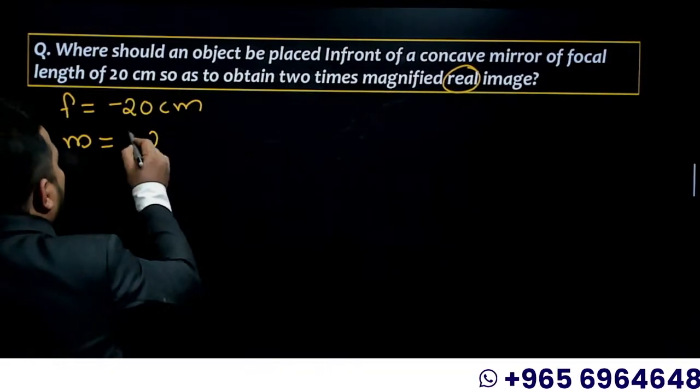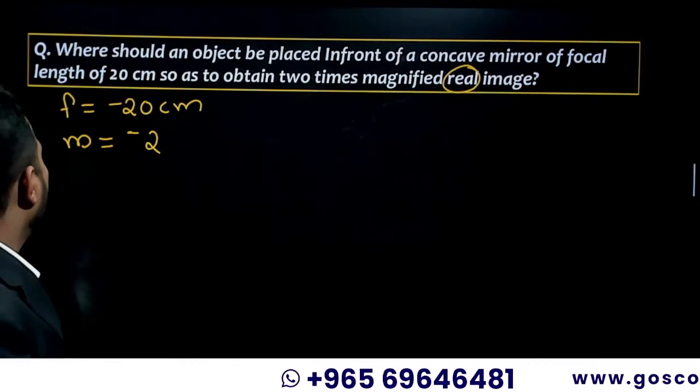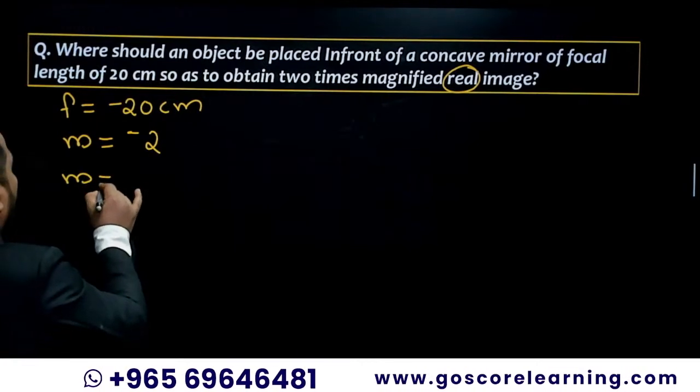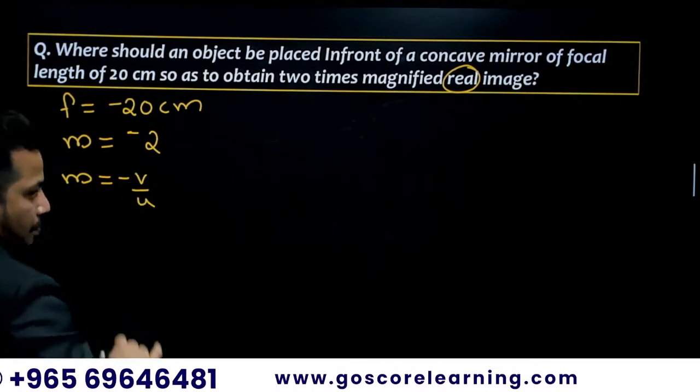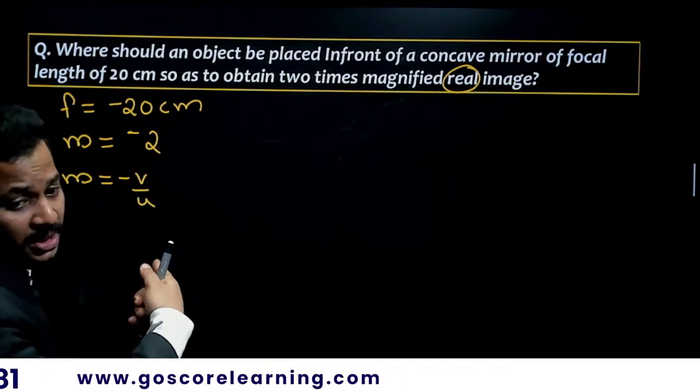Okay, so m is equal to 2. As it is a real image, it is minus 2. Is there any unit for magnification? No, there is no unit for magnification. So m is equal to minus 2. We have m is equal to minus v by u. So we can substitute. Just follow these steps.